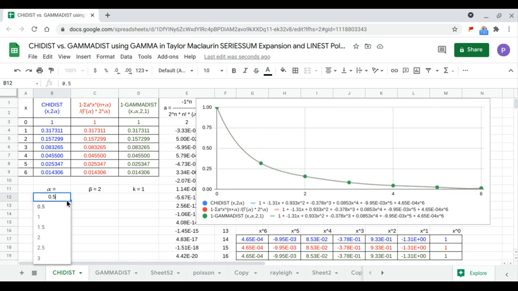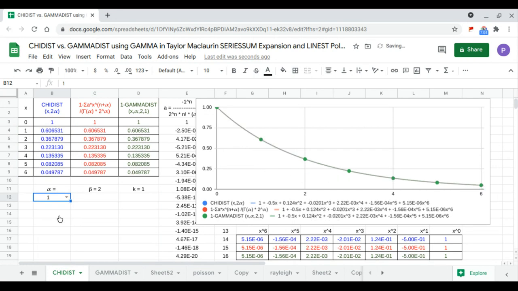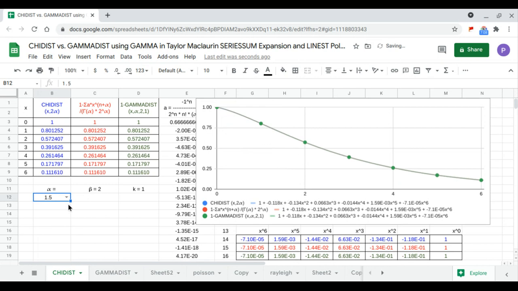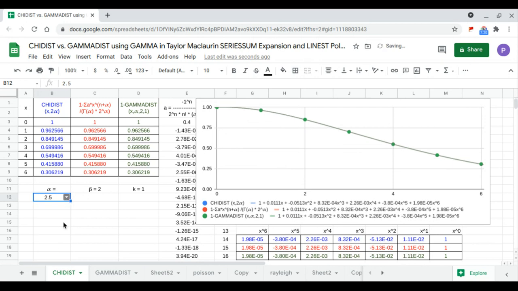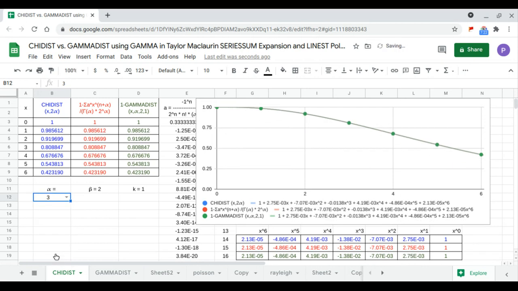So we can continue with alpha equals 1. Then alpha equals 1.5. Alpha equals 2. And alpha equals 2.5. And alpha equals 3. Their values are still the same and they match the polynomials. So this completes the use of CHIDIST, GAMMADIST, gamma function, and Taylor-Maclaurin SERIESSUM and LINEST polynomial regression.